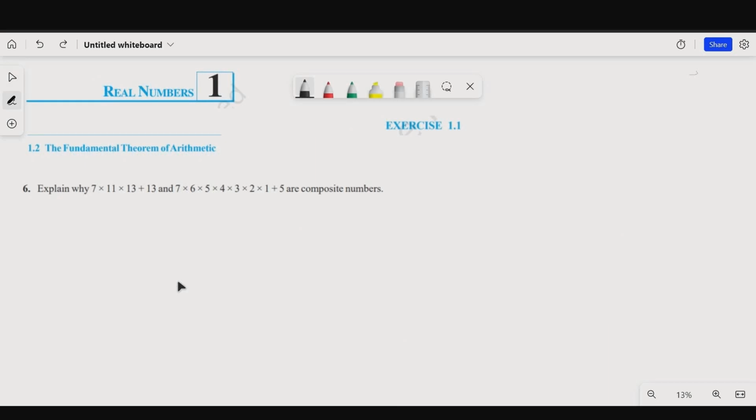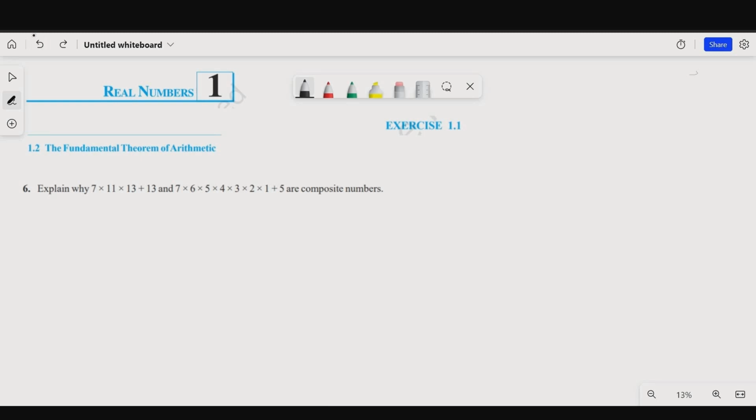Question number 6. Explain why 7 into 11 into 13 plus 13 and 7 into 6 into 5 into 4 into 3 into 2 into 1 plus 5 are composite numbers. So what are composite numbers? Composite numbers are natural numbers which are divisible by 1, the number itself, and any other numbers. So composite numbers can have factors other than 1 and itself.